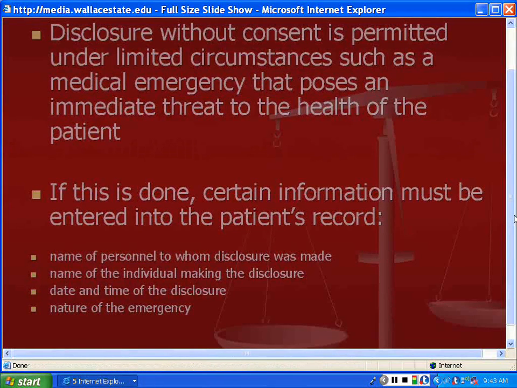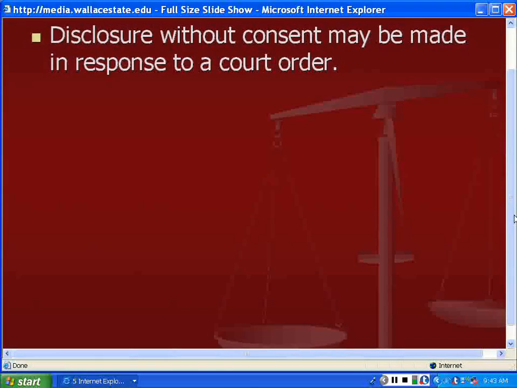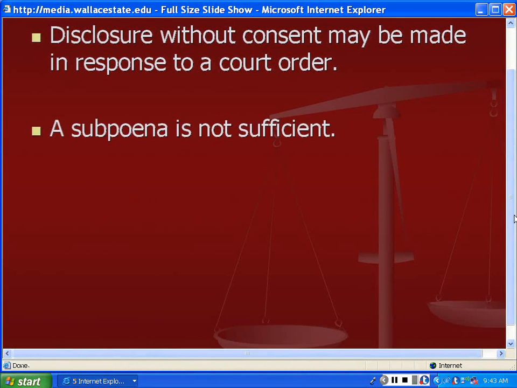Now, also, a way that we can release information from an alcohol and drug rehab patient without his or her consent is if we get a court order. Not a subpoena, but a court order. So if we get a subpoena, we have to say we can't release that information.